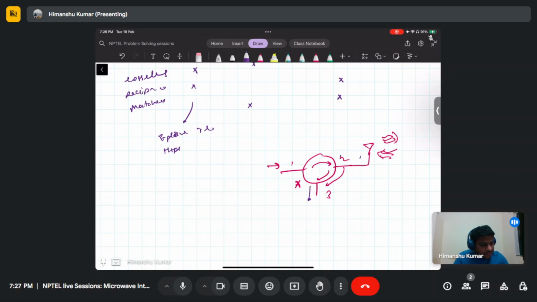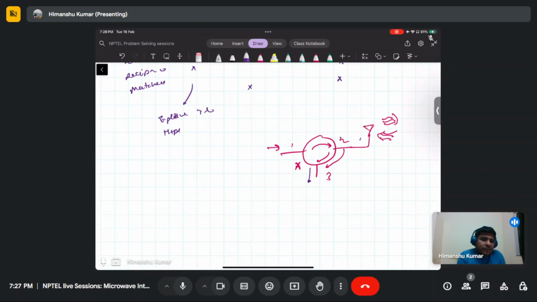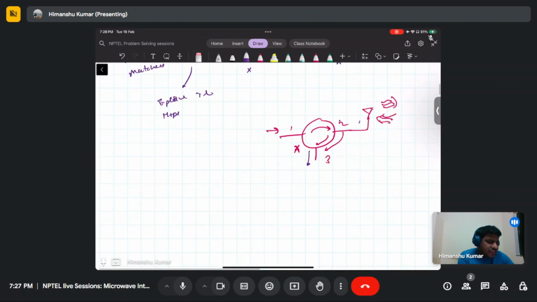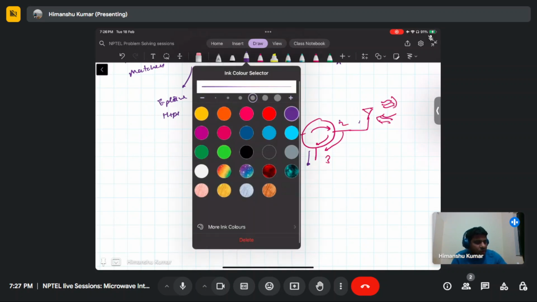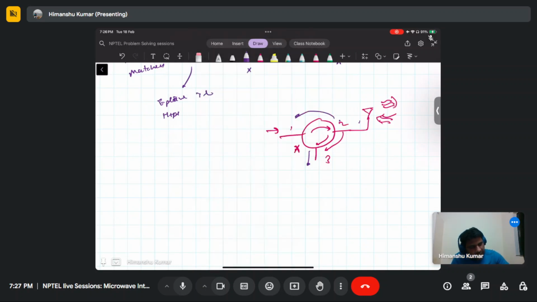So these circulator devices are useful, and this is non-reciprocal because the power does not go from port two to port one; this is not allowed. Similarly, the reverse is not allowed. That's why it's a non-reciprocal device. So that is about the circulator.